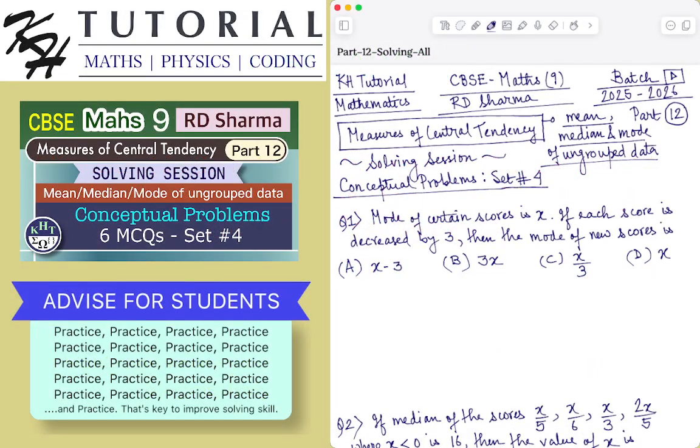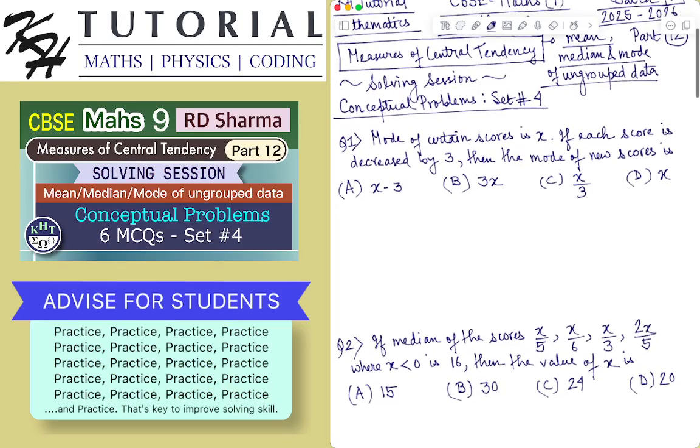Okay, so the first problem says: mode of certain scores is X. If each score is decreased by 3, then the mode of new scores is what? So it is given that there are certain scores and the mode is X. So if I consider the scores to be Y and the frequency to be F.